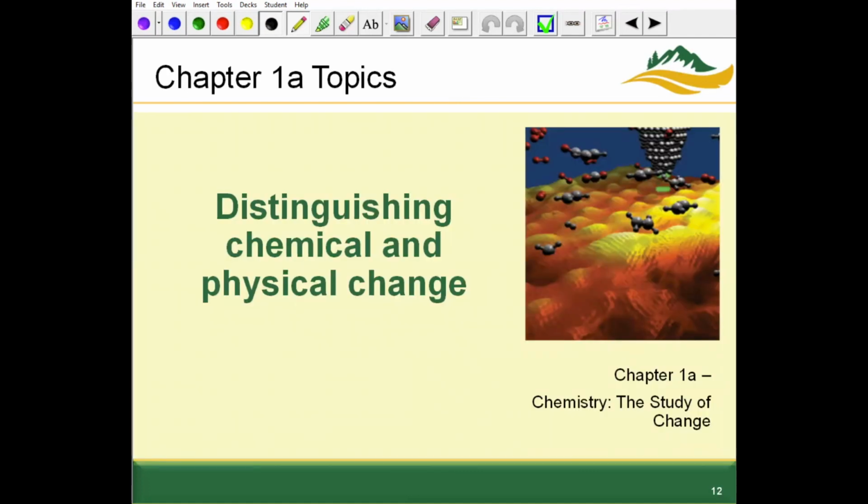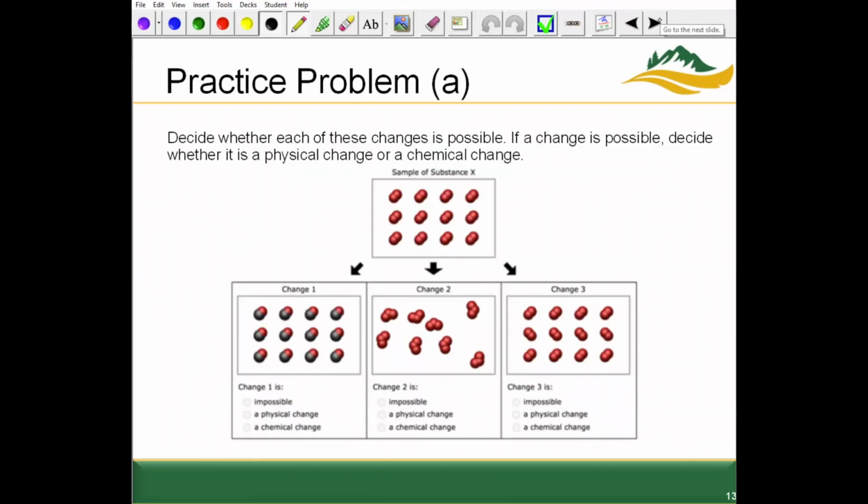The next highlighted topic we're going to go through is distinguishing a chemical and physical change. So we did talk about these earlier on in this recording, and now we're going to do a practice problem with this. So here the practice problem, decide whether each of these changes from X to change 1, 2, and 3, if it is possible, decide whether it's a physical or a chemical change.